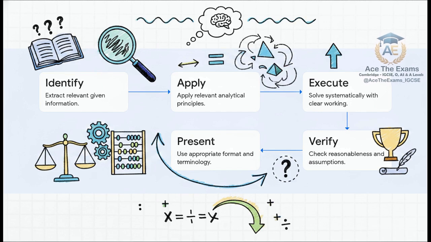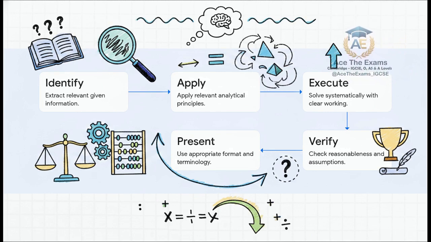Step 2, apply relevant principles. Bring in the identities explicitly. Step 3, execute the analysis. Expand, factor, and solve systematically. Step 4, verify results. This is massive. Check your solutions against the given domain. Are your angles supposed to be in radians or degrees? Finally, step 5, present in proper format.